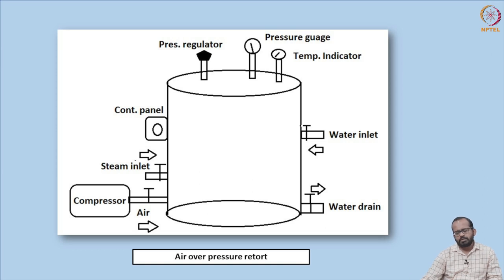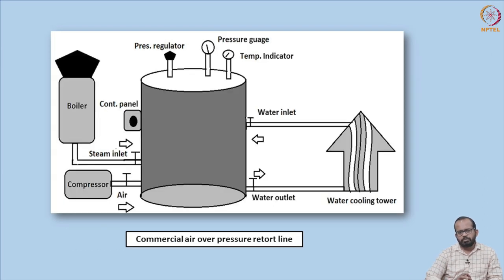this additional air overpressure. So a commercial air overpressure retort line will have a normal retort assembly. Then there will be an additional boiler to provide the steam, and an additional air compressor as well. And there is going to be a water cooling system, a water cooling tower with water inlet and outlet, so that the product can be cooled efficiently.